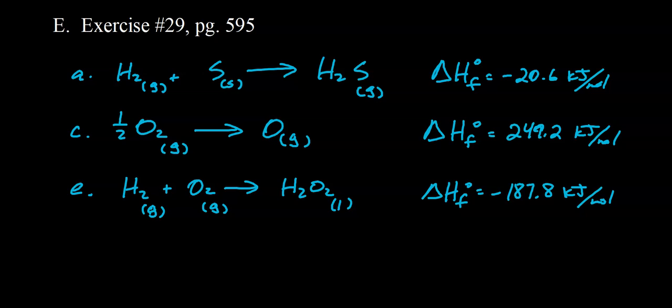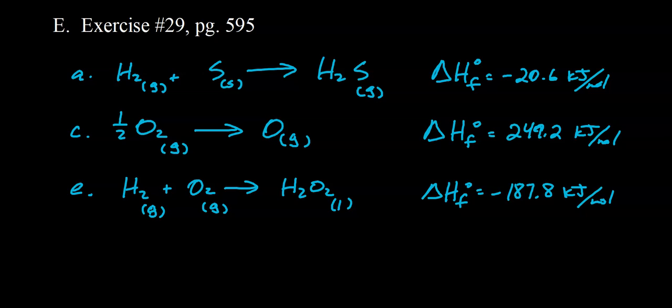All right, here's what you get. Notice for letter C, we're not forming a compound, but rather individual oxygen atoms. Formation of a substance from elements in their standard states. We don't find oxygen as just individual oxygen atoms, so we start with O2, gaseous O2 molecules. And so here are all of your delta HFs.